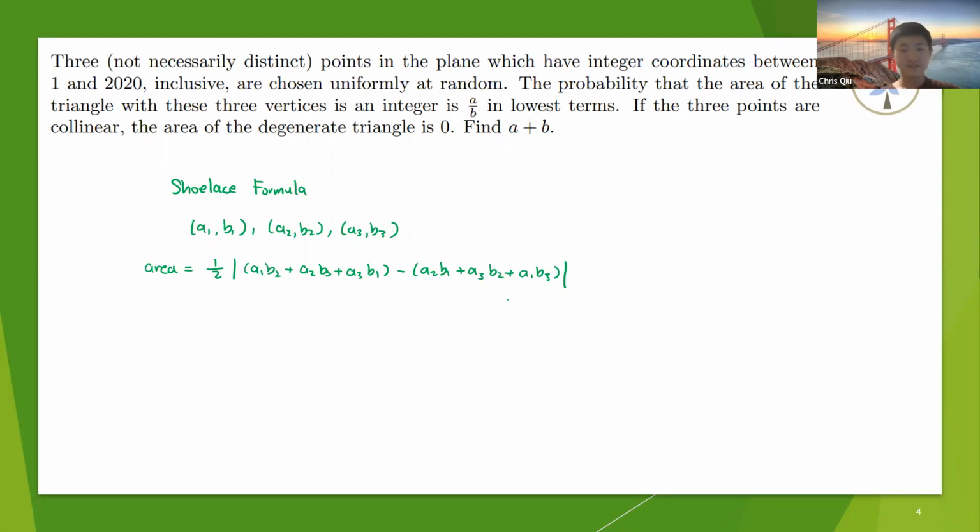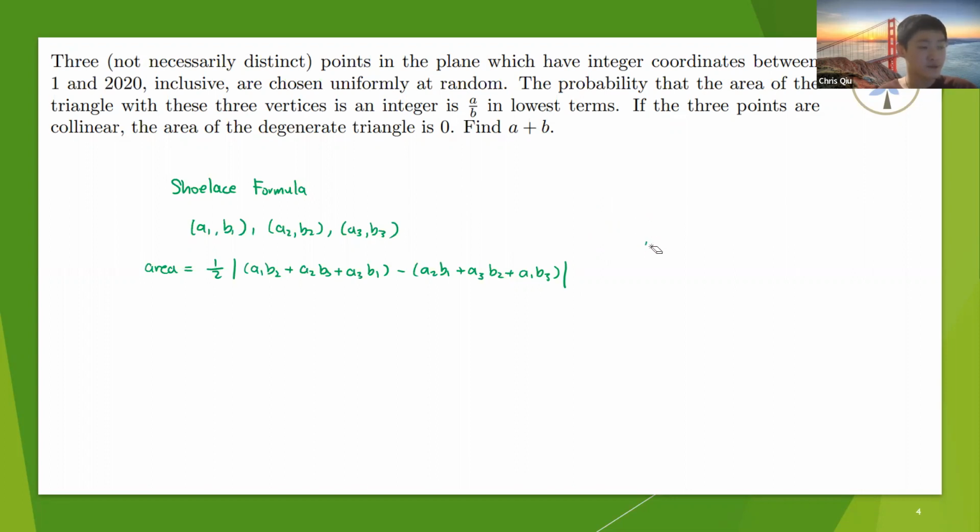All right, let's start going over the problem. The question asks us to find the probability that the area of a triangle with vertices whose coordinates are integers between 1 and 2020 inclusive, that this triangle bounded by these three vertices, is an integer. And so first of all, this is not always true, because, for example, if we have the three vertices (1, 1), (2, 1), and (1, 2), this triangle has area 1/2. And so this is a triangle that does not have an integer area.